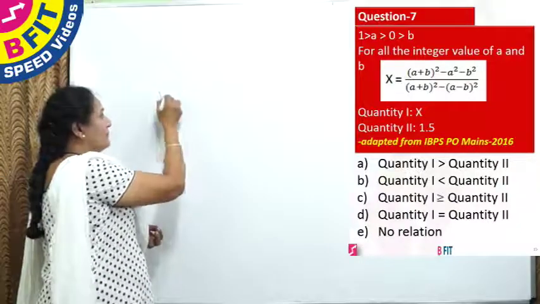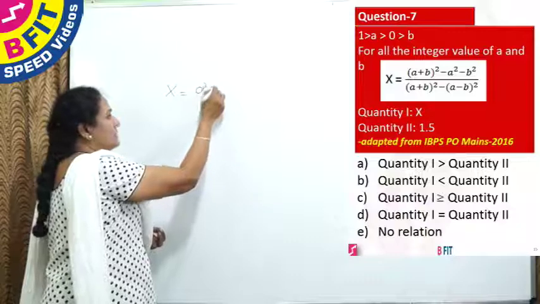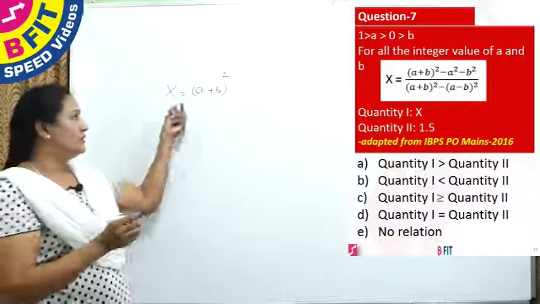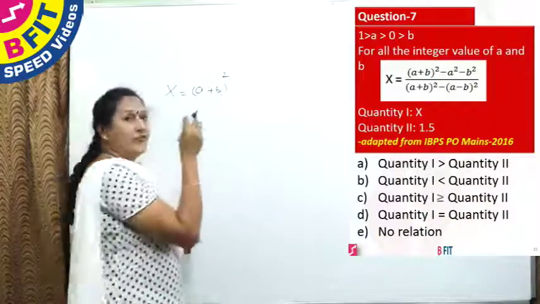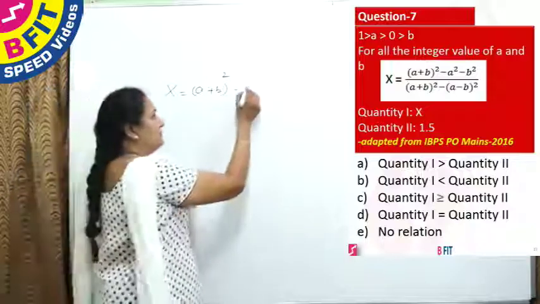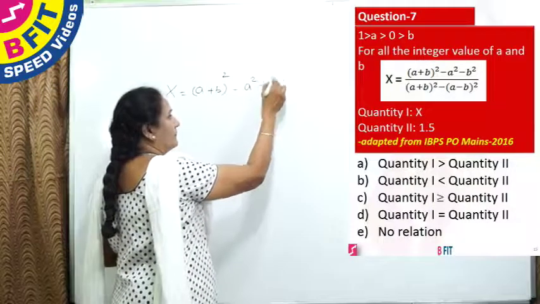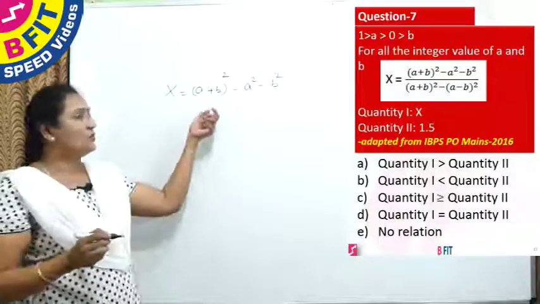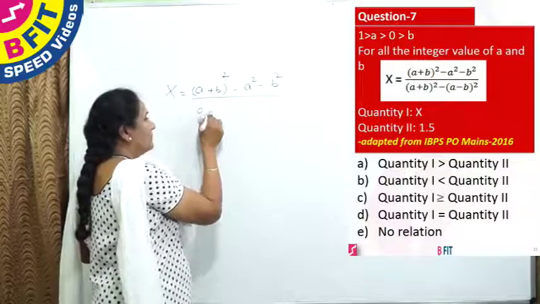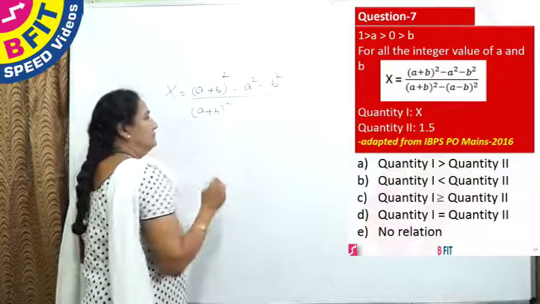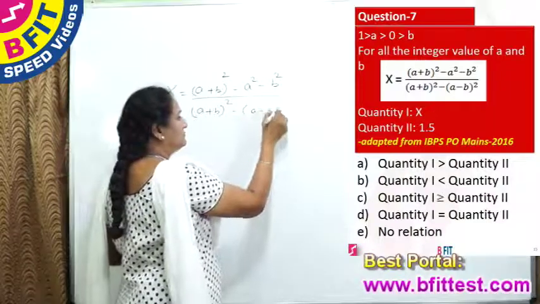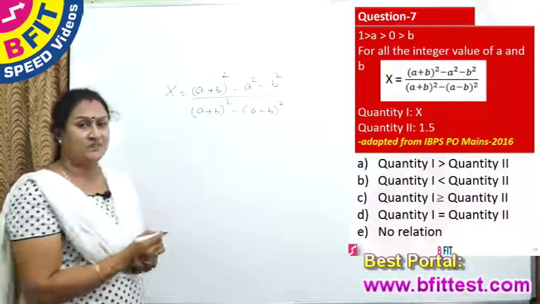X is (a plus b) the whole square. So quantity 1 is the x value. So instead of applying values for a and b, we'll just simplify the given expression. X is (a plus b) the whole square minus a square minus b square, by (a plus b) the whole square minus (a minus b) the whole square.